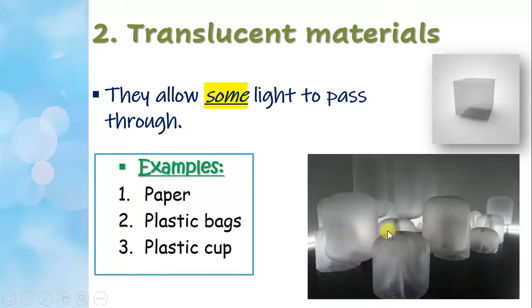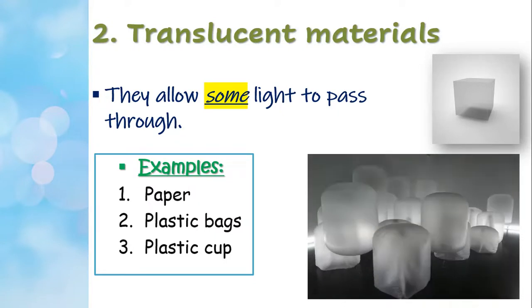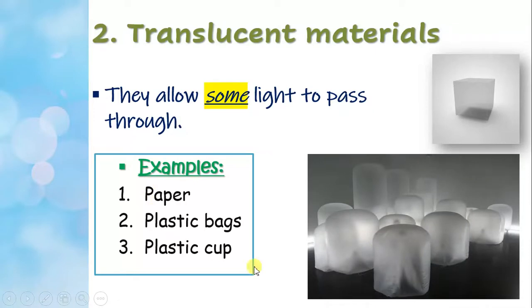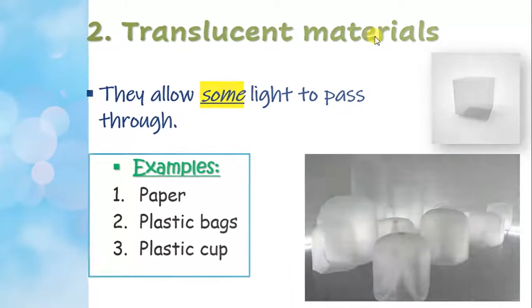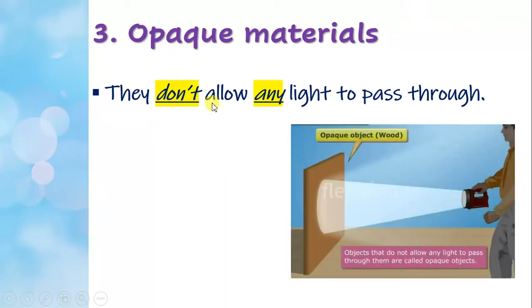Look at these plastic bags, they are translucent. Why? Because they transmit some light, but they don't allow all the light to pass. So these materials are called translucent materials. The third material is opaque materials. Opaque materials don't allow any light to pass through. When any source of light falls on opaque material, like wood, table, chair, wall, whatever, the wood will not allow any light to pass. So this is called opaque.